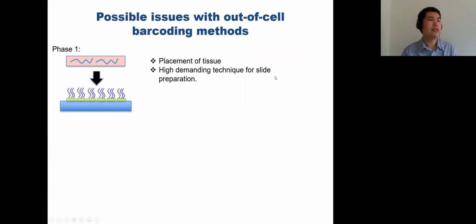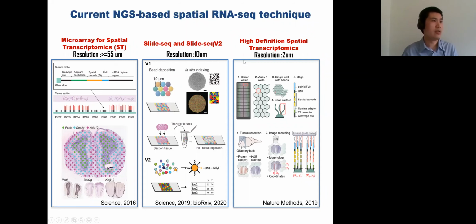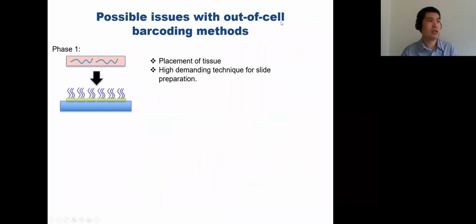I think all 3 technologies here are based on the idea that you need to do things outside of the tissue. Your tissue is on top of the spotted slide, and your probes are on the slide, but you need the RNA inside the tissue to be diffused out so that it can be captured by the probe spots underneath. So I call these all-over cell barcoding methods, because you need the diffusion process to make it work. That could be problematic in some ways.